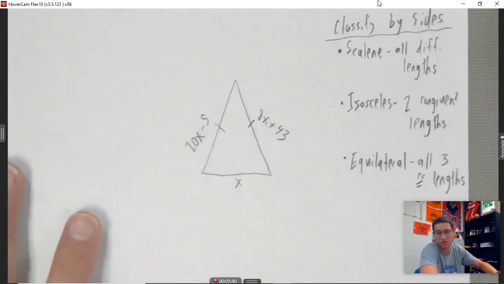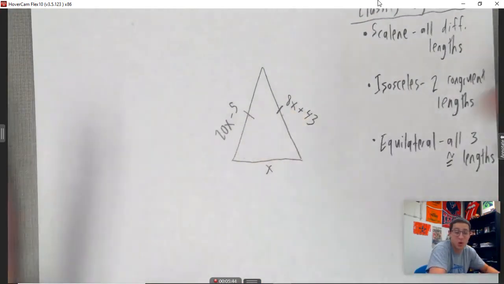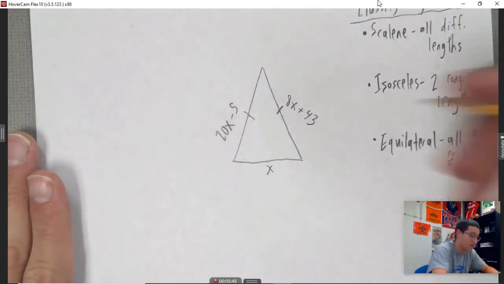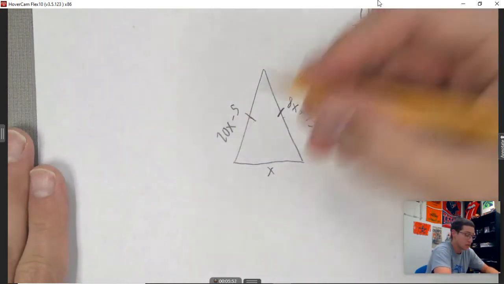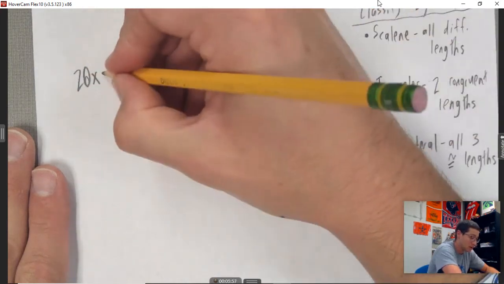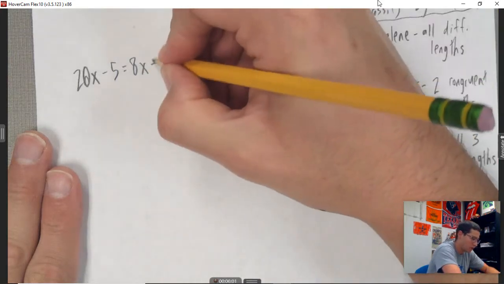So the algebra from here is just going to be saying that these two are the same. And again, the reason we know that is because it has that tick mark. They're labeled like that, they have that tick mark in here, which tells me that they're congruent. So that's why we can say that 20x minus 5 is equal to 8x plus 43.